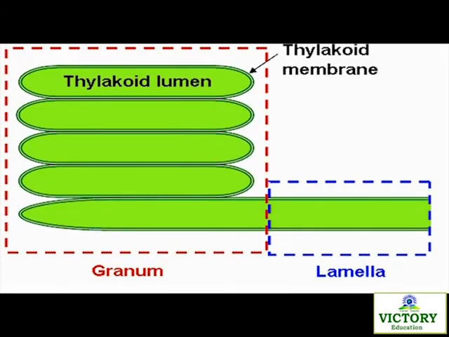Thylakoid lumen. Lumen is something which is inside the thylakoid. If you have a segment of thylakoids, one after another, arranged together, that's called a granum. Between two arrangements, the connectivity is called lamella. So the key thing to remember here is the thylakoid. Inside the thylakoid, we call it a lumen or thylakoid lumen. A bunch of them, we call a granum. And the connection between one thylakoid and another, we call a lamella.